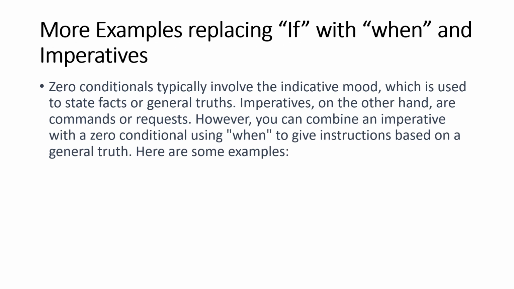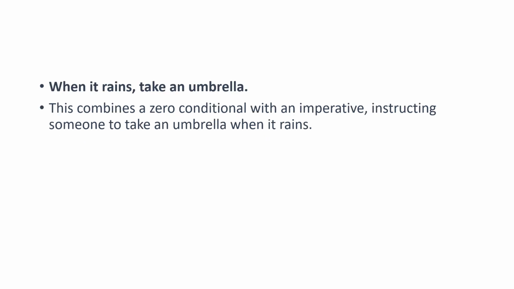Zero conditionals typically involve the indicative mood, which is used to state facts or general truths. Imperatives, on the other hand, are commands or requests. However, you can combine an imperative with a zero conditional using when to give instructions based on a general truth. Here are some examples. When it rains, take an umbrella. Take an umbrella is an imperative. It's a command. This combines a zero conditional with an imperative, instructing someone to take an umbrella when it rains.